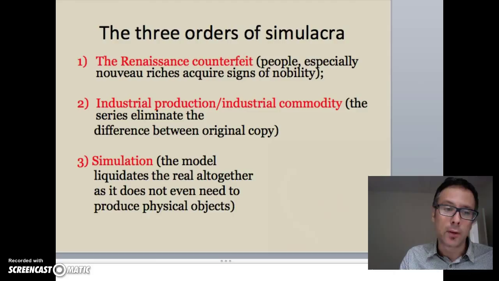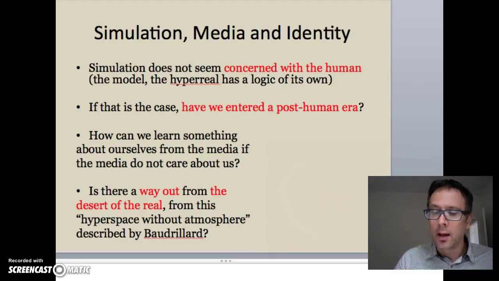So my questions in relation to media and identity. Simulation does not seem to be particularly concerned with the human, with human expression, for example, or with human feelings. It does seem to be rather concerned with itself, right? The hyperreal, as we have seen, has a logic of its own. If that is true, then have we entered, as some philosophers claim, a post-human era? How can we learn something about ourselves, for example, from the media and through the media, if the media do not care about us, seem to be utterly indifferent to us?